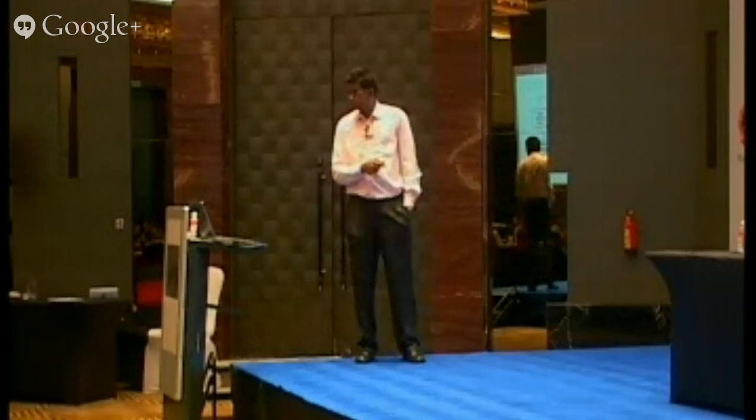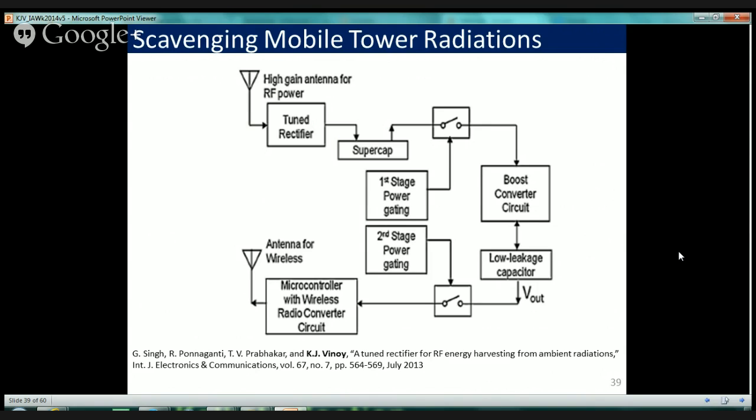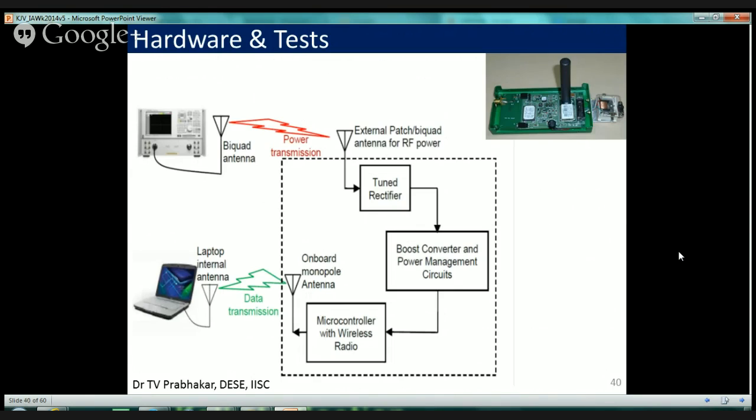You have this tuned rectifier I just showed you, and whatever comes from the antenna is stored in what is called a supercapacitor, because it can take tens of thousands of storage cycles. And then we have a series of circuits which essentially decide when to activate the microcontroller, which will do the communication later. I don't want to get into the details of it.